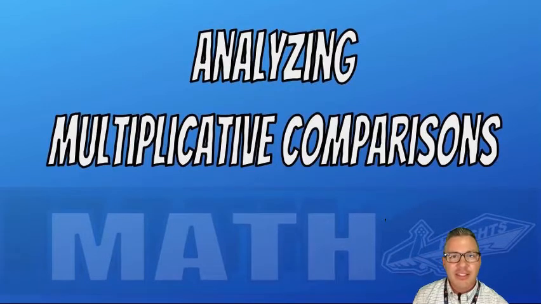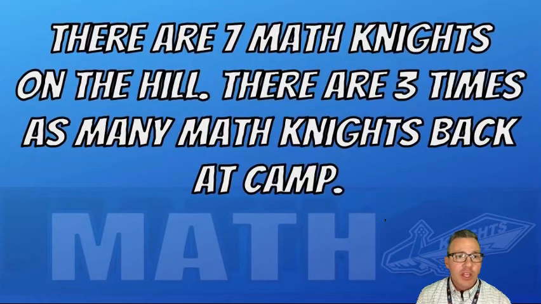So let's start analyzing some of these problems. First, I'm going to use one problem, but I'm going to twist it around a couple different ways. I'm going to give you information that's pretty consistent, but then I'm going to ask different questions so that we can solve for different parts of the multiplicative comparison. There are 7 math knights on a hill. There are 3 times as many math knights back at the camp. That's the base of the problem.